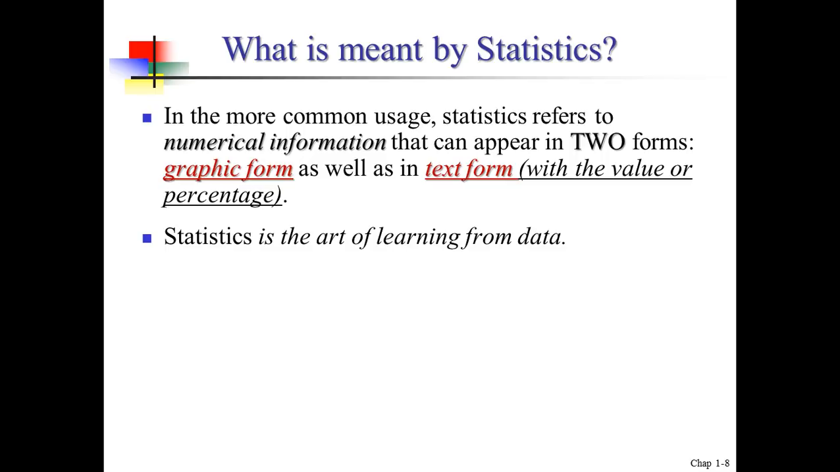Graphic form, you can see a graph, table, or pictures. Text form is writing form, but that writing has numbers inside. Text form with values or percentages. Values are numbers, and percentages also have numbers inside. So numerical information can appear in 2 forms, graphic form and text form.